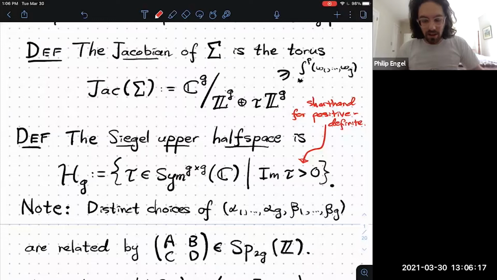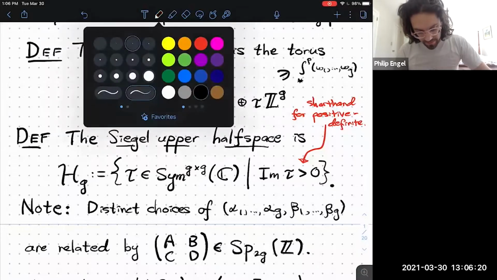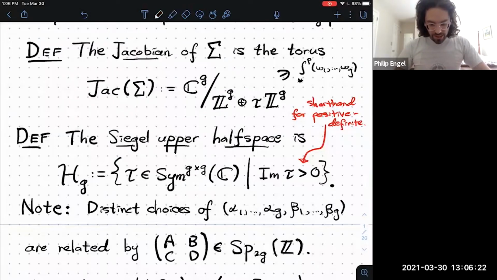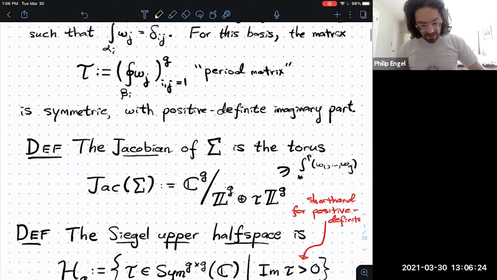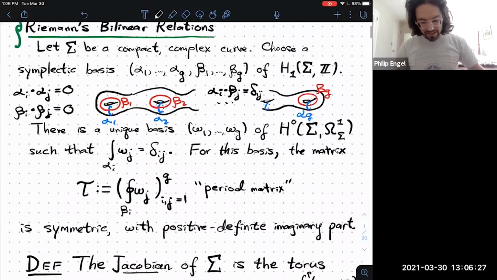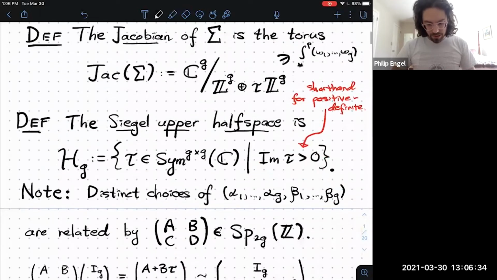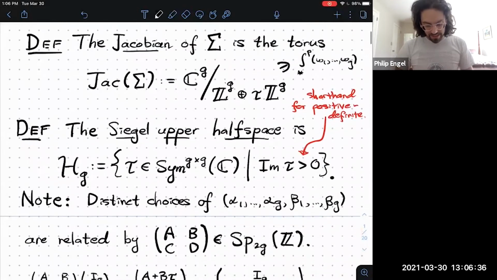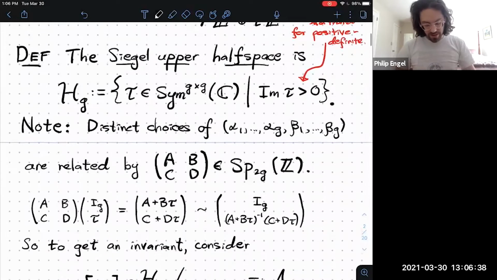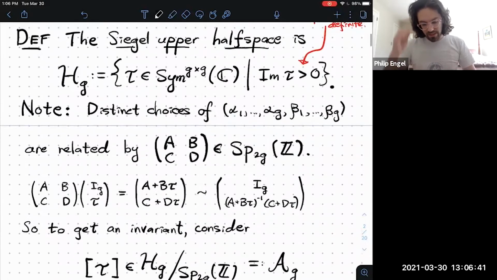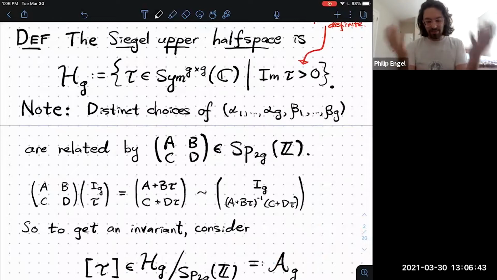But there was a choice involved here, right? To produce this matrix tau, we had to choose this symplectic basis of the first homology of the curve. And so it's natural to quotient this Siegel upper half space by the set of such choices. Well, any two symplectic bases are related by an element of the integral symplectic group Sp2g of Z.